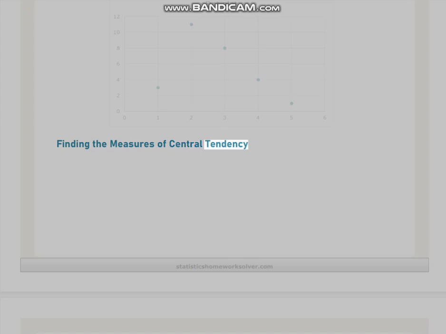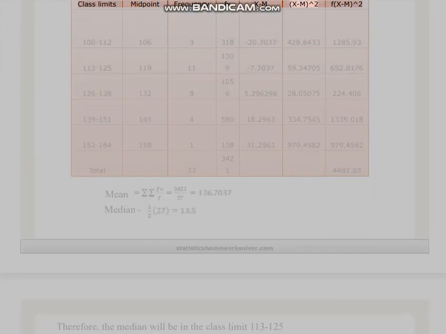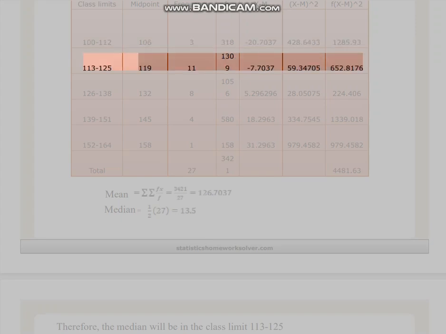Finding the measures of central tendency. Class limits, midpoint, frequency, f times x (m), (x minus m) squared, f times (x minus m) squared. 100 to 112, midpoint 106, frequency 3, fx 318, minus 20.7037, 428.6433, 1285.93. 113 to 125, midpoint 119, frequency 11, 7.7037, 59.34705.